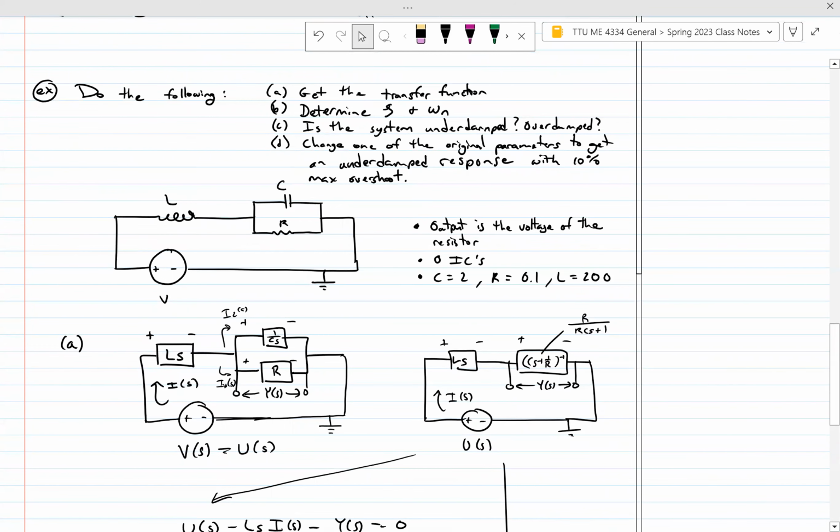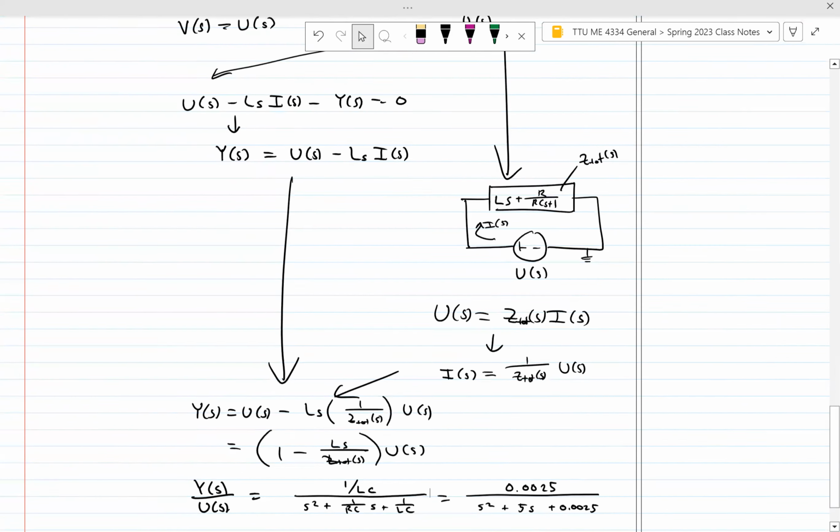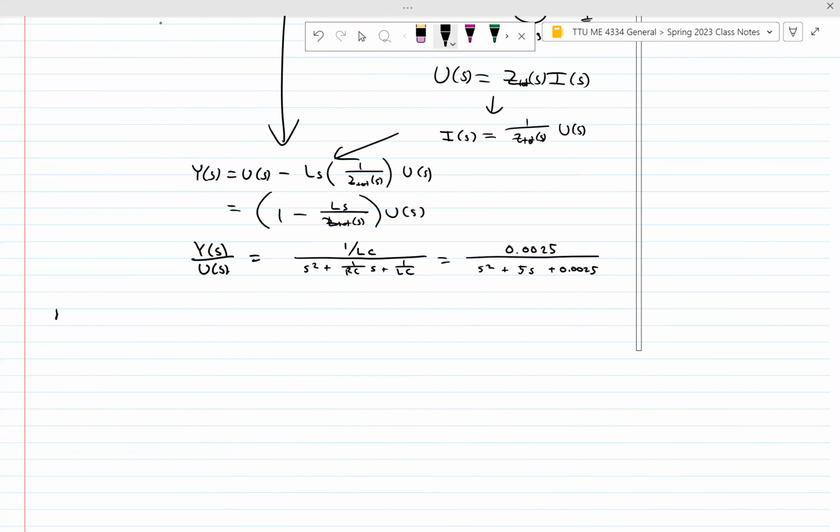So now for B, determine zeta and omega n. So you guys have done this before. Take a minute or two. Tell me what is zeta, or I guess omega n is probably easier to calculate first. And then what is zeta? Omega n is 0.05, good.